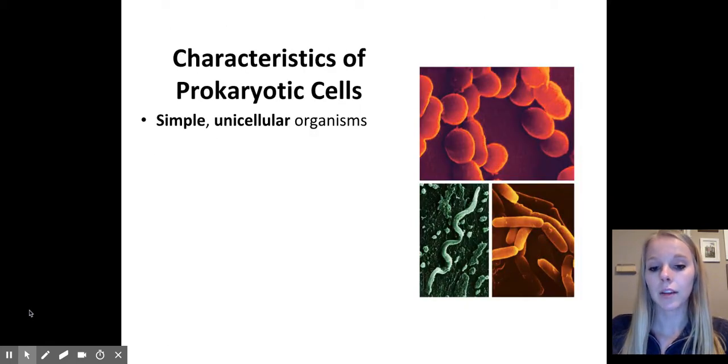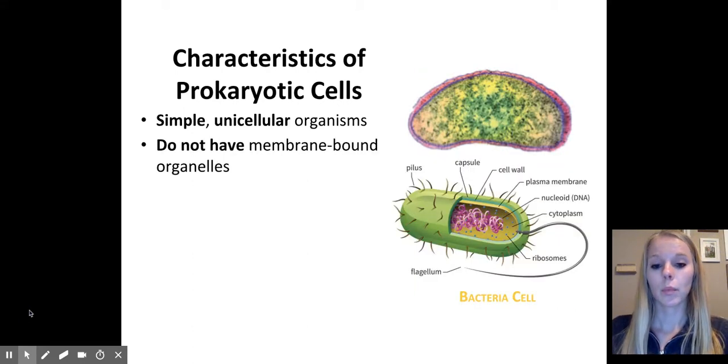Cells can either be prokaryotic or eukaryotic. Prokaryotic cells are simple and are all unicellular organisms, meaning the organism is made of only one cell. Prokaryotic cells do not have a membrane-bound organelle because of their small size and simplicity. They do have ribosomes though, but remember, the ribosomes are not surrounded by a membrane.